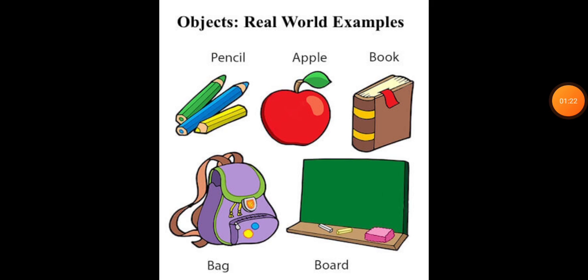Then what is object? Object of a sentence is the person or the thing on which the action of the verb falls. So that means Raj eats an apple. So what does he eat? An apple. An apple is the object. And what is the verb? That is eats. So whatever the subject does, that action falls on the object. It can be a person or a thing.